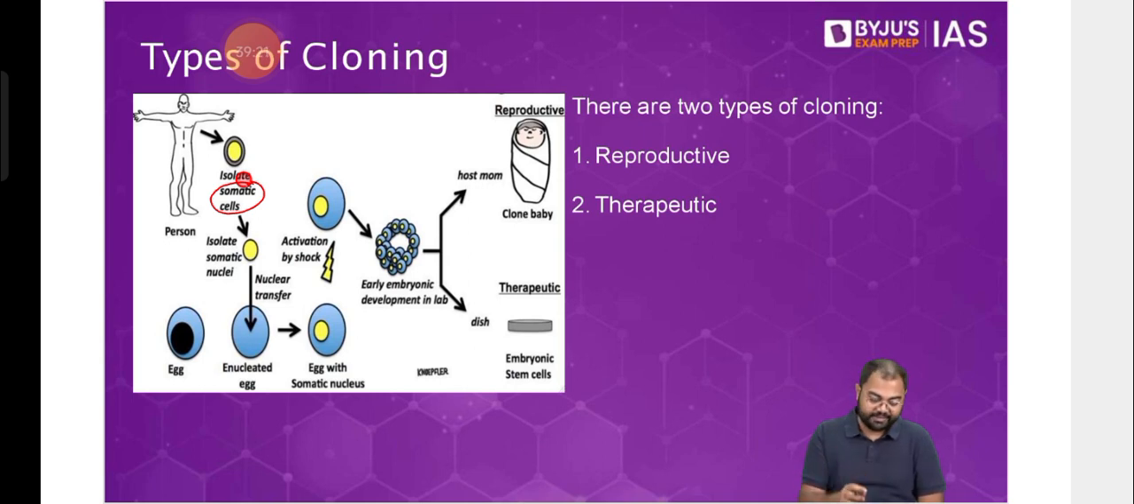Once we have isolated the somatic cell, we have to find an egg cell, because ultimately the growth of the embryo happens with the help of the egg cell. So that's why we need that egg cell. Now look at the next thing that we do: we take away the nucleus of this egg cell, and we add the somatic cell or the somatic nucleus to the egg cell. So now you have the egg cell with the somatic nucleus.